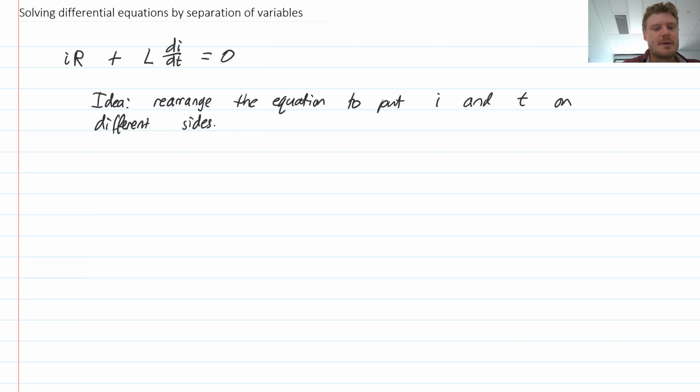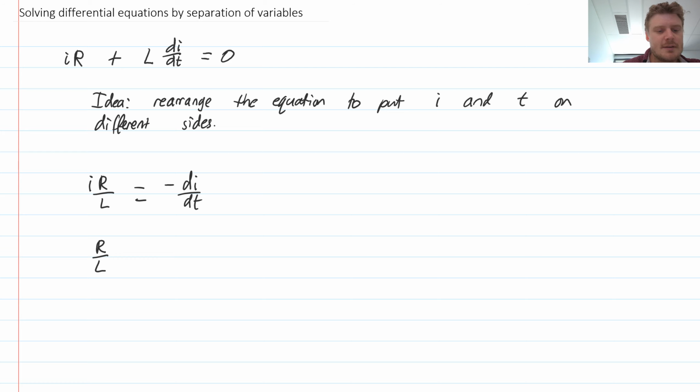So I'll take my equation, I'll just combine the coefficients together, and I'll bring one of the terms to the other side. Looking at my equation, if I divide through by L, then I will get this, and if I bring the di dt to the other side, then I will get that. Here I have the I on one side and a di on the other side, so my work is not done. I need to bring the I and the di to be on the same side.